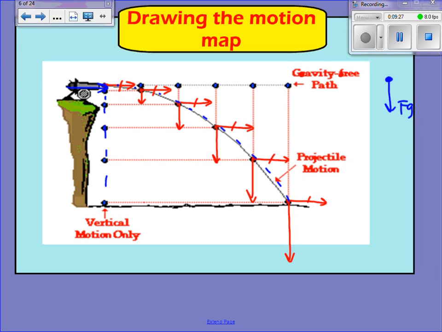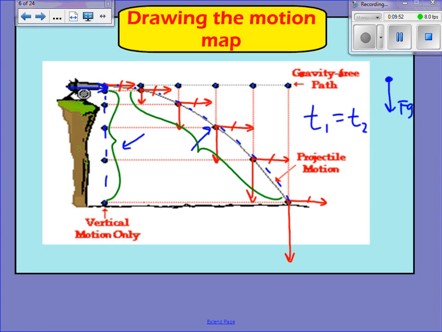Which one would hit the ground first? The one that's just dropped, or the one that's moving along a projectile path? The answer is the time would be the same for both. The time it takes for an object to just drop from a certain height compared to the time it takes for an object to fall from the same height going along a horizontal projectile path is exactly the same.